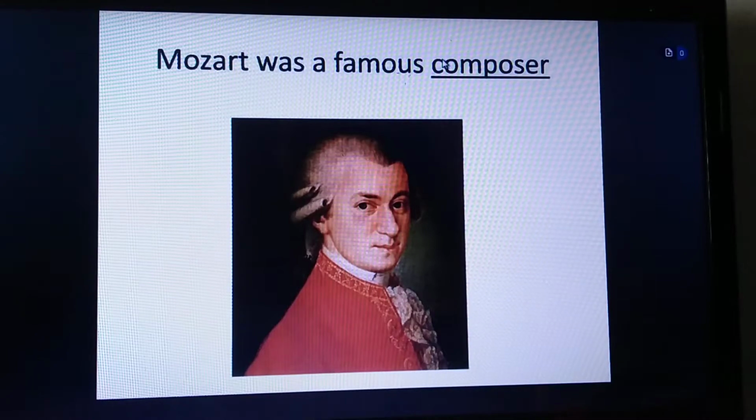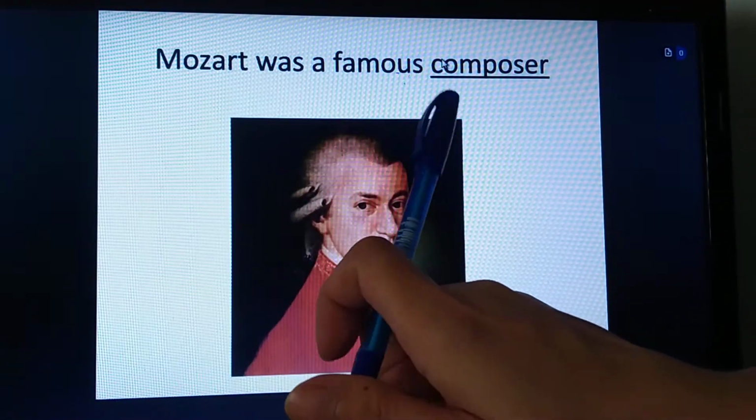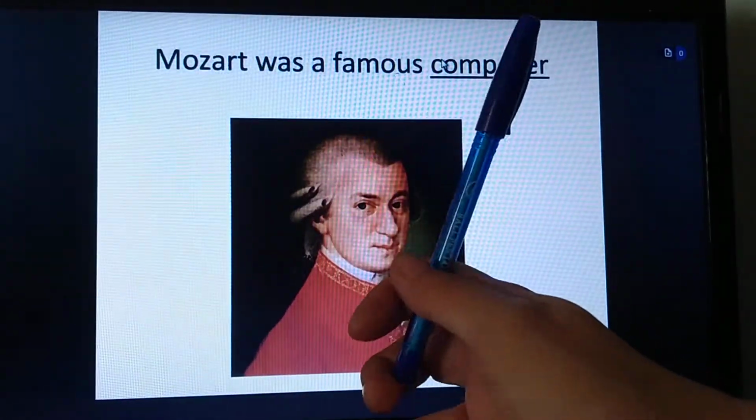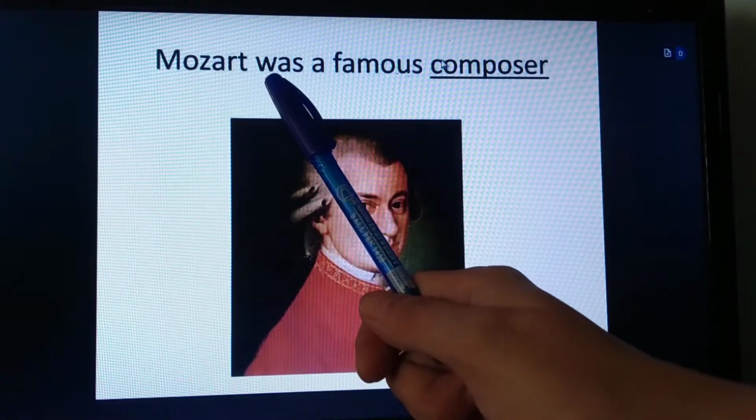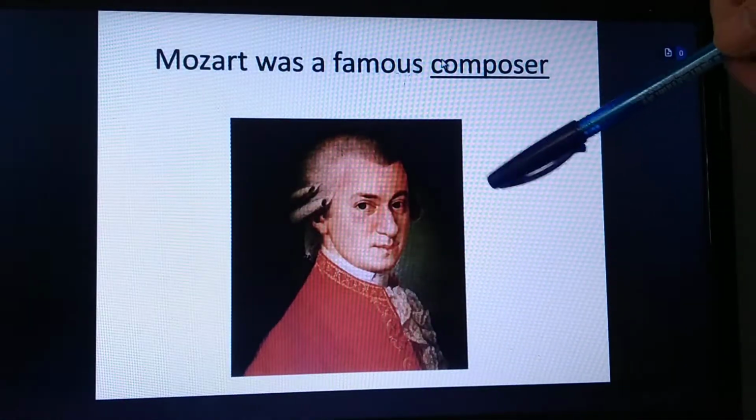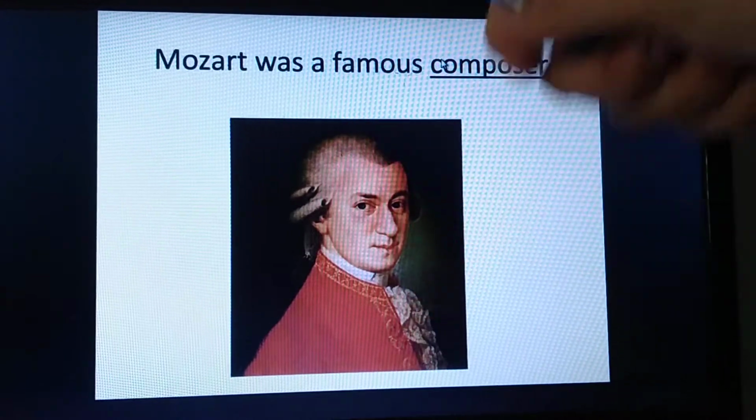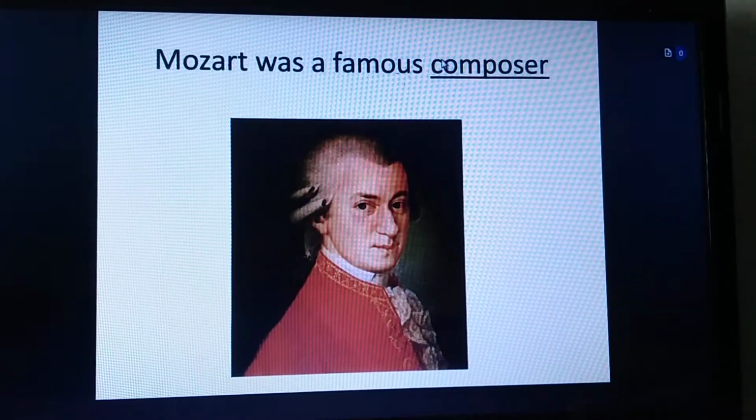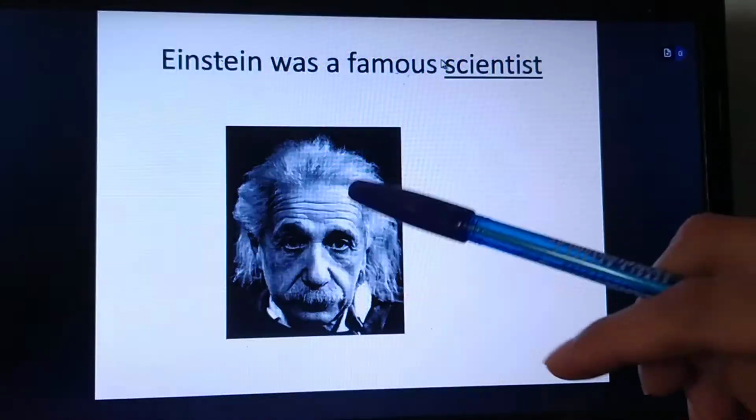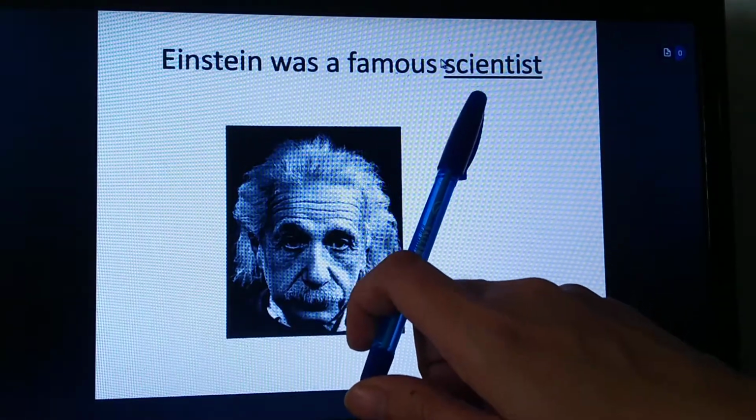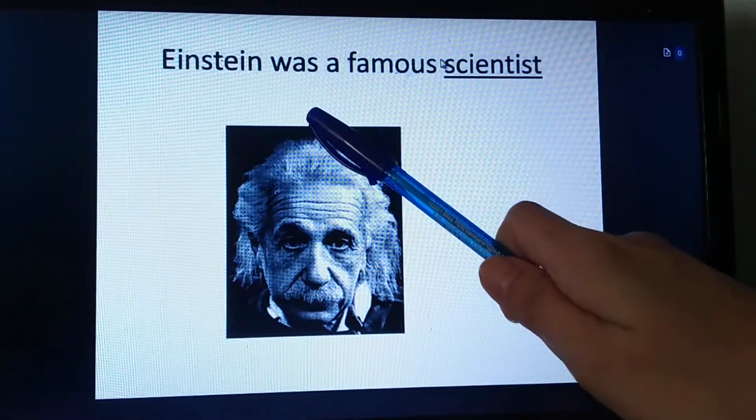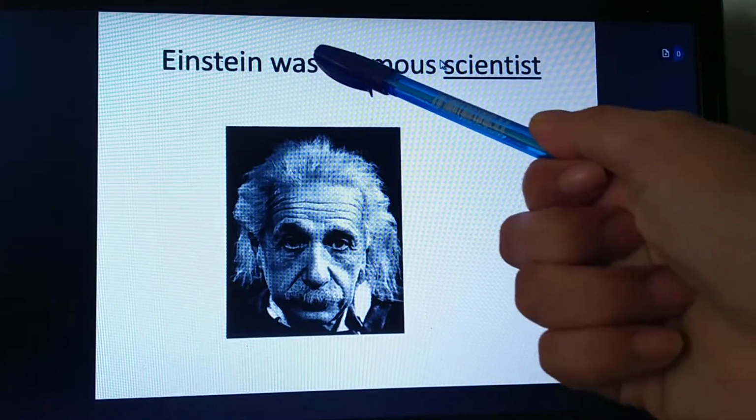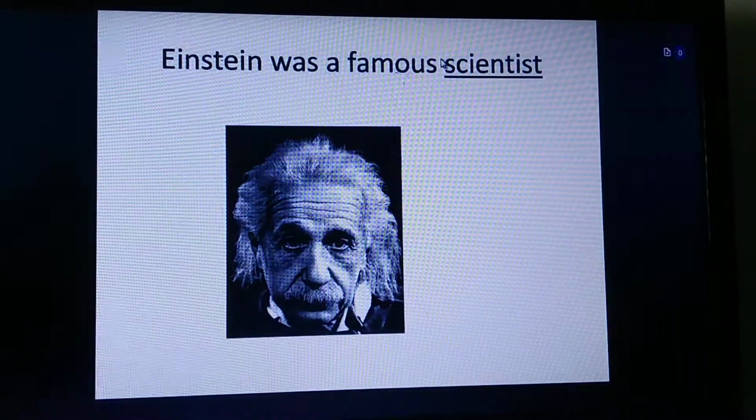Okay, next. Mozart was a famous composer. Why do we use was? This happened in the past, and I used was because Mozart is only one. Okay, Einstein was a famous scientist. Again, I use was because Einstein is only one. Okay, so next.